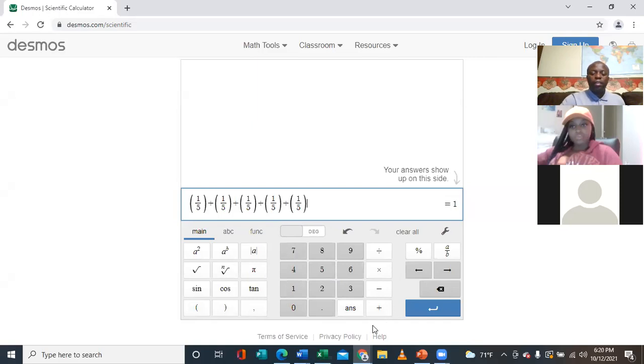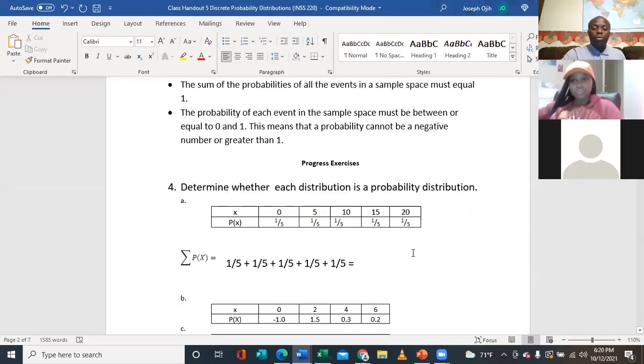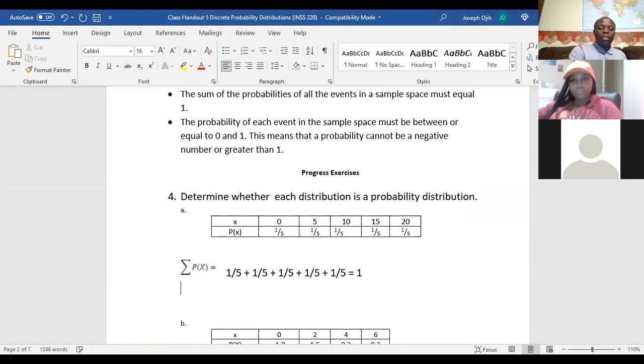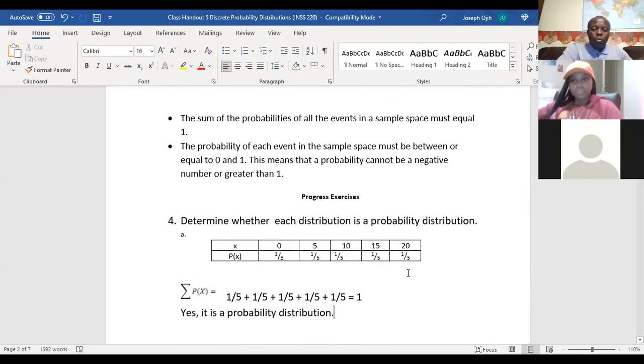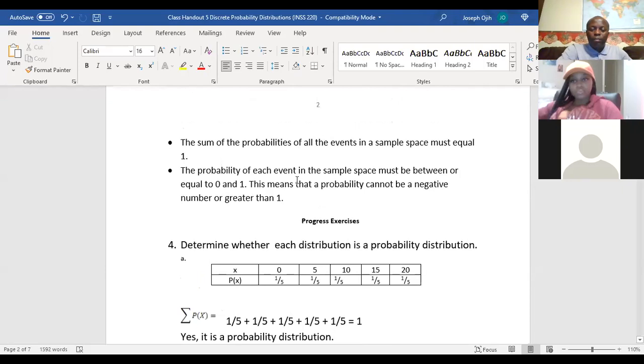So that is the first requirement. As you can see here, they add to 1. So the answer is yes, it is a probability distribution. Questions? Any question? So no question. Good. So it satisfied the first requirement.